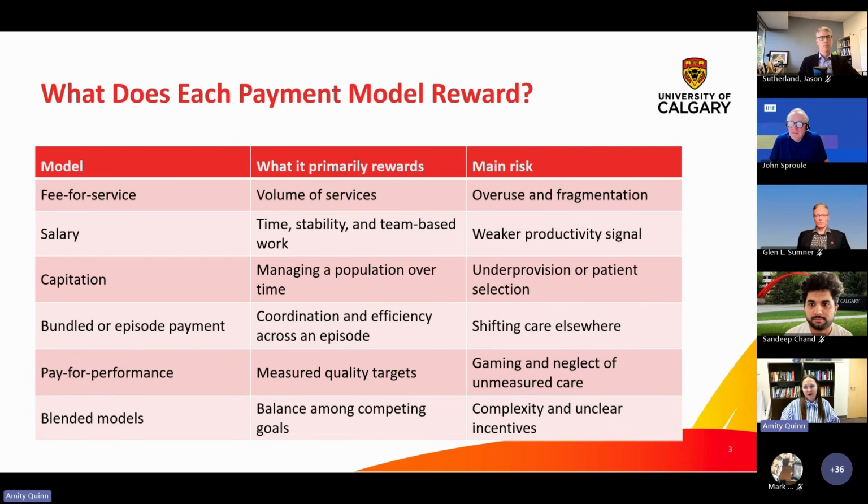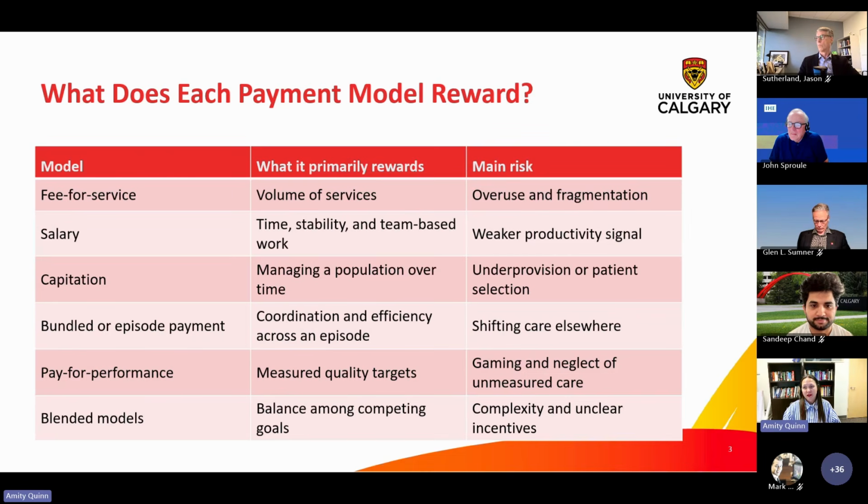So before looking at the evidence, I just want to make sure we're all on the same page about what the different models are and what they encourage. So fee-for-service tends to reward activity, while salary-based payments place less of an emphasis on volume. And other models attempt to reward continuity, coordination, efficiency, or measured quality. And again, none of these is inherently good or bad, but they simply create different incentives and different trade-offs.